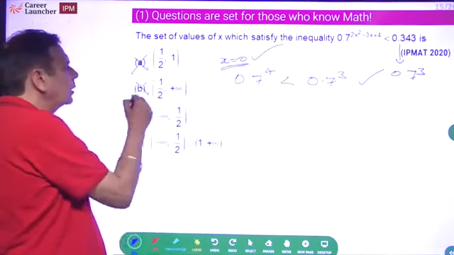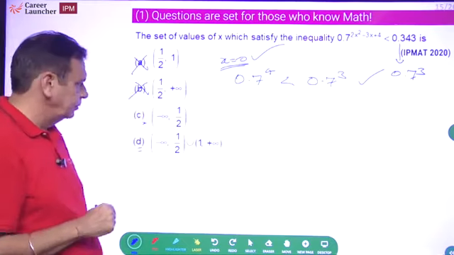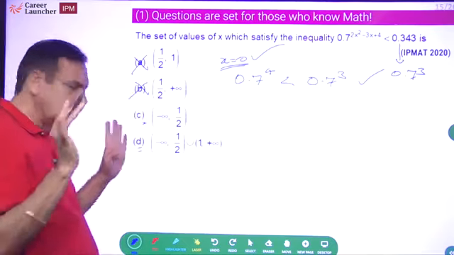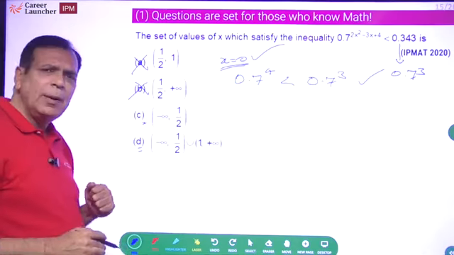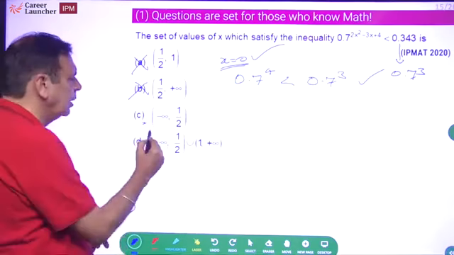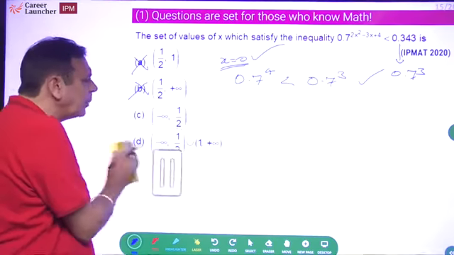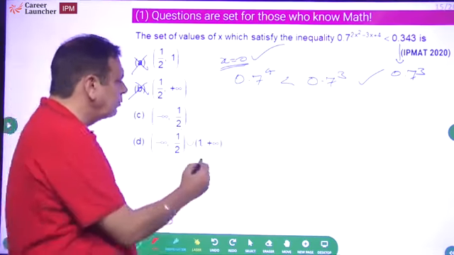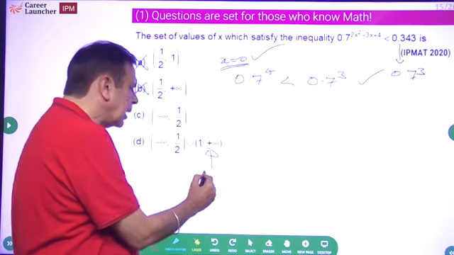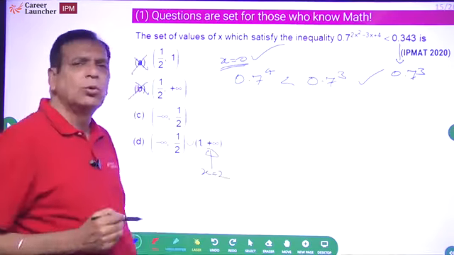Choice A and B do not contain 0, so they are incorrect. Understood? Next step. I still have two choices. Now look at both these choices, C and D. This part is the same. Ignore the part which is same. Take a number from here. Let's decide to take x equal to 2.